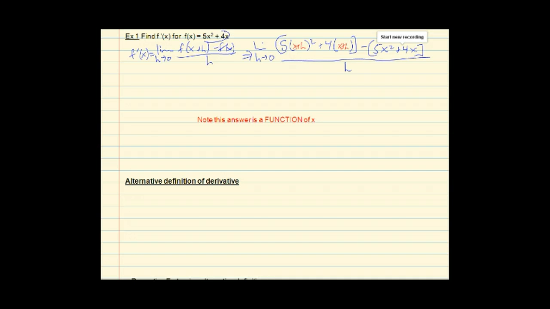Alright, so now it's just a lot of algebra. So let's see what we can do to simplify. So we're going to have 5, no killing any bunnies or puppies or kittens. I almost said chickens. Don't kill them either.